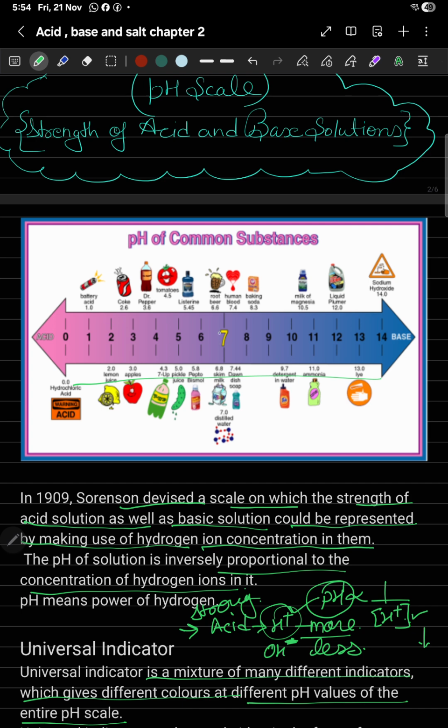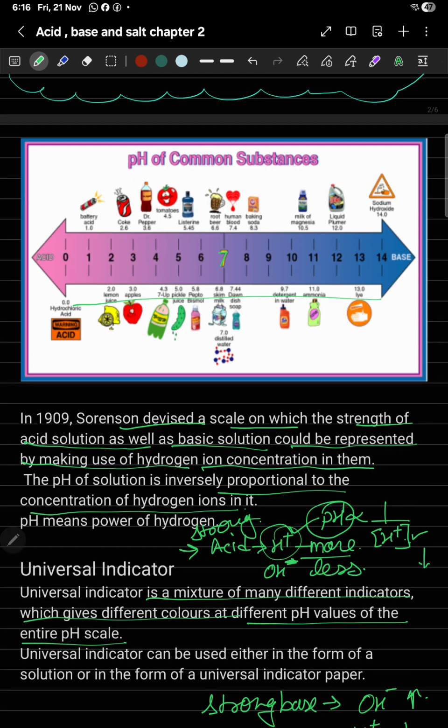7 is neutral. That means it is not considered an acid or a base because it is neutral, and water is considered to have a pH of 7. We can see that with the help of a diagram here, the pH of common substances. If a substance has 0 pH, it is highly acidic in nature, while a substance which has 14 pH is highly basic in nature. 7 is considered neutral, and between these two, different substances have different pH values.